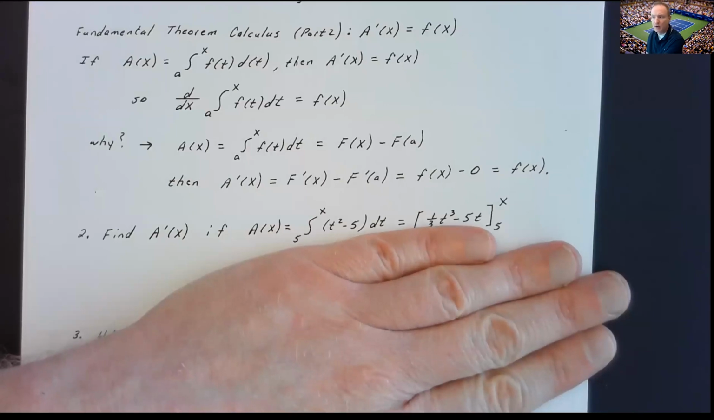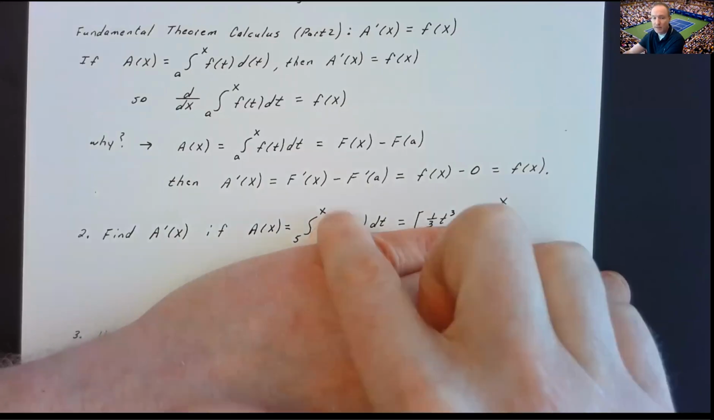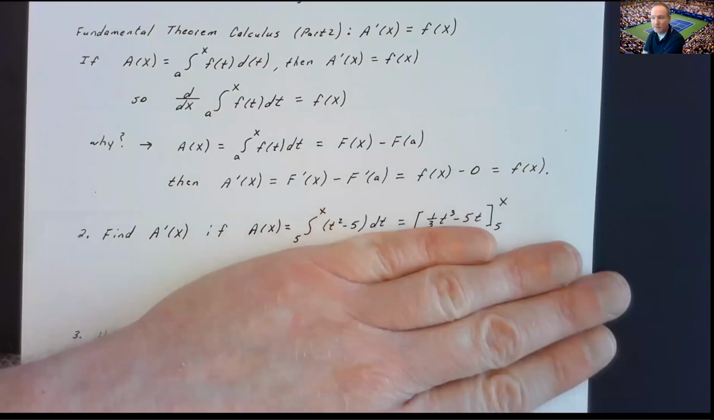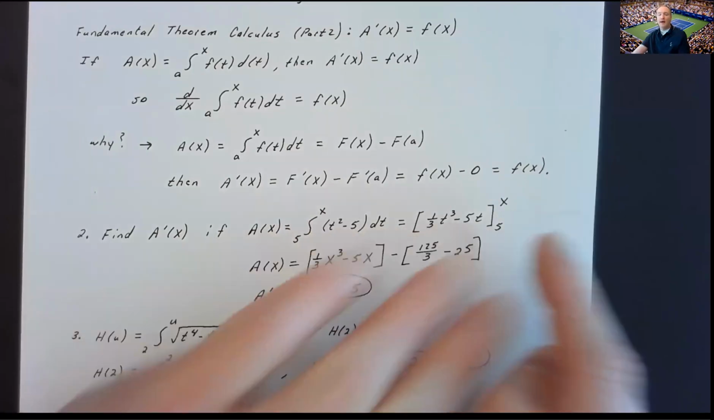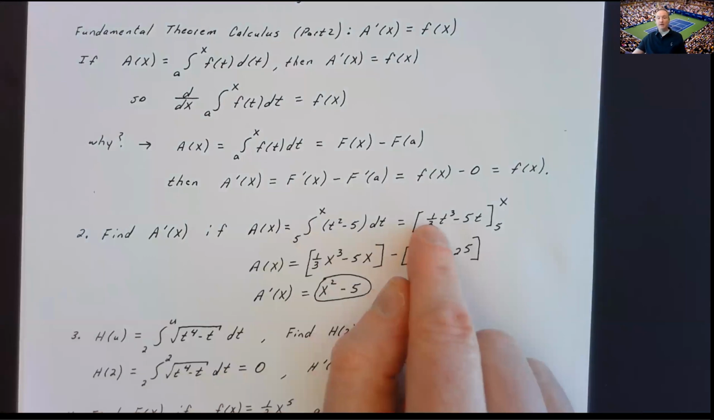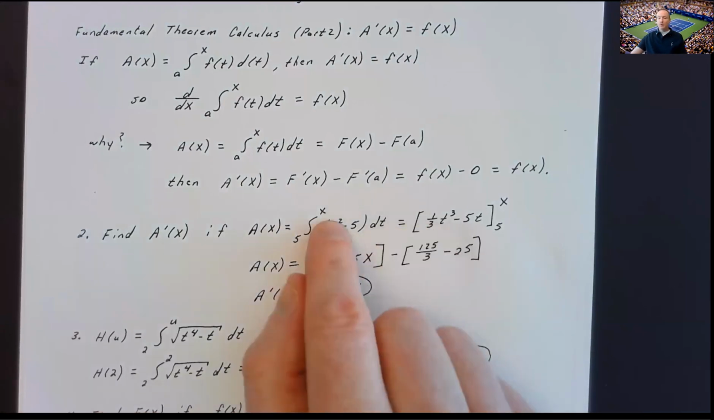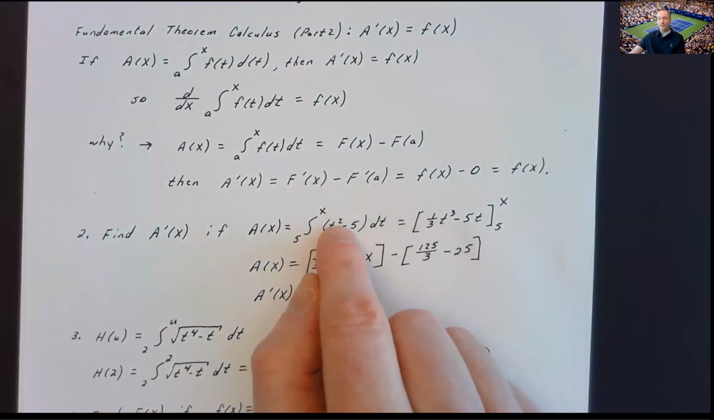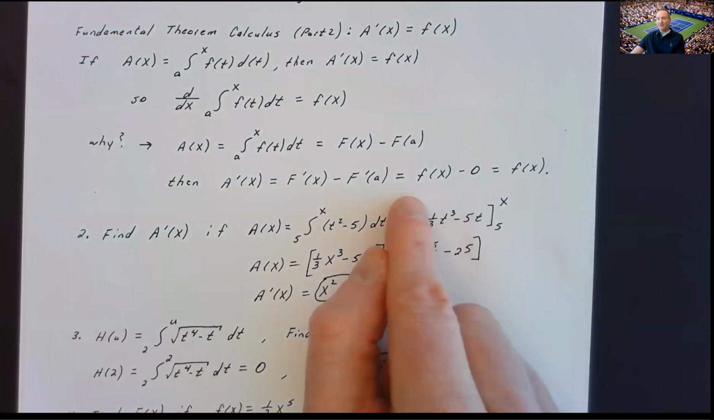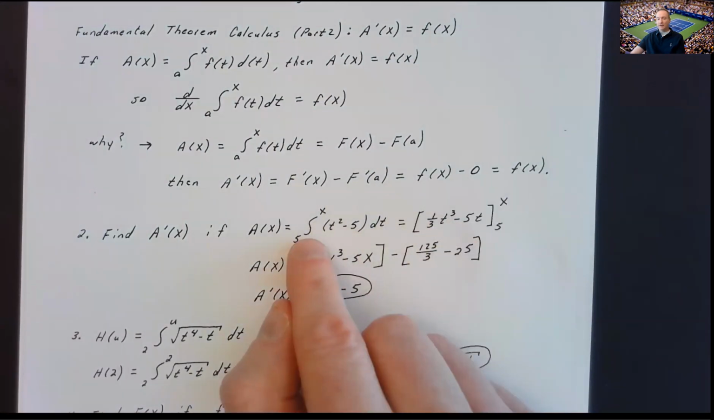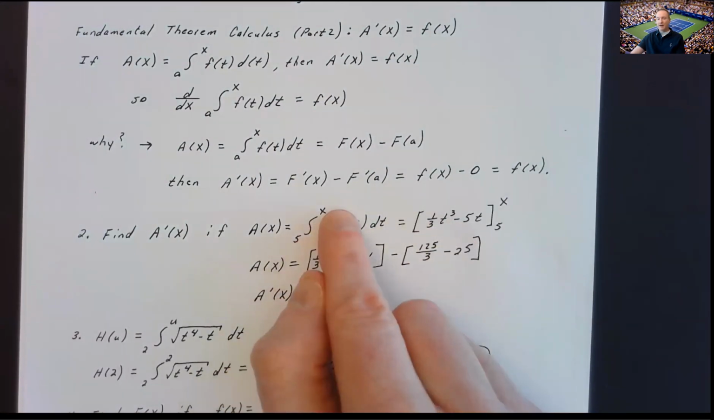You say, okay, all he's done is he's looked at the function on the inside of the integral. He's going to replace it with terms of x, so the answer is going to be x squared minus 5. To make sure you see how that works, if you work the problem out, you would go ahead and integrate this problem with respect to t. So you get t cubed over 3 minus 5t. Then you would evaluate that integral at the limits of integration from 5 to x.